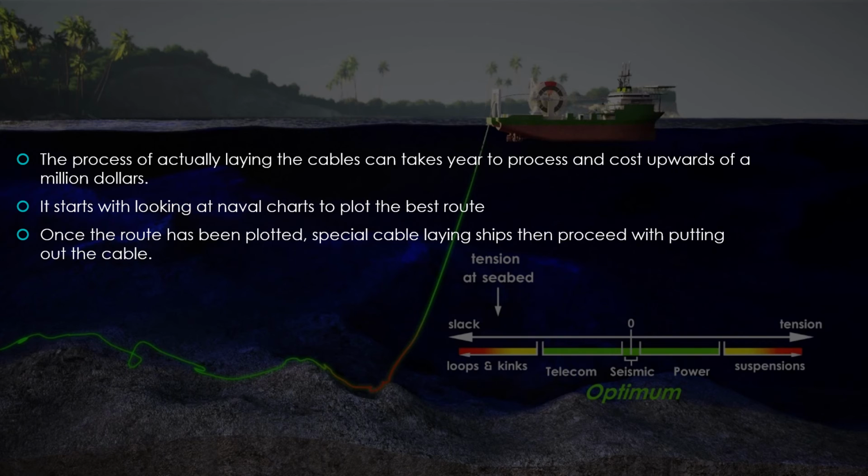Some areas they try to avoid include areas with lots of undersea currents, volcanic areas, and avoiding lots of elevation change on the seafloor. Once the route has been plotted, special cable laying ships begin putting out the cable. It can take a month or more just to get the cable on the ship. These cables aren't light either. 4,000 miles of cable can weigh over 10.2 million pounds.